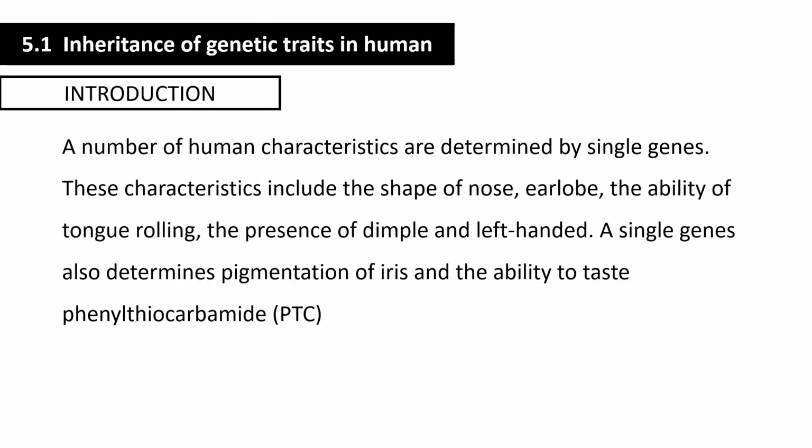A number of human characteristics are determined by single genes. These characteristics include the shape of nose, earlobe, the ability of tongue rolling, the presence of dimple, and left-handedness. A single gene also determines pigmentation of iris and the ability to taste PTC.